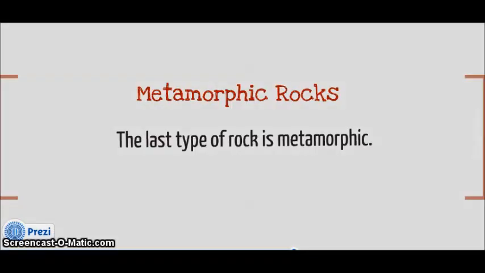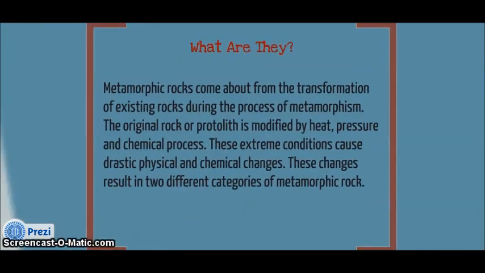Metamorphic rocks are the third major rock type. Metamorphic rocks come about from the transformation of existing rocks, such as igneous and sedimentary, during the process of metamorphism. The original rock undergoes heat, pressure, and/or chemical processes, resulting in drastic physical and chemical changes. These changes result in two different categories of metamorphic rock.